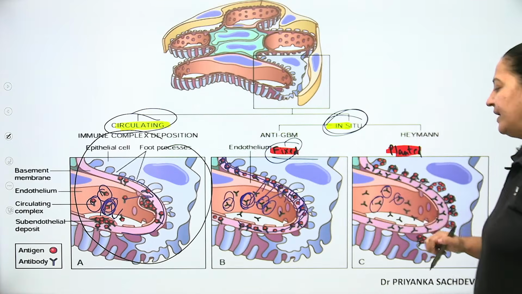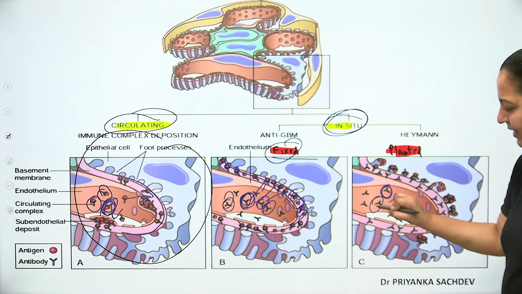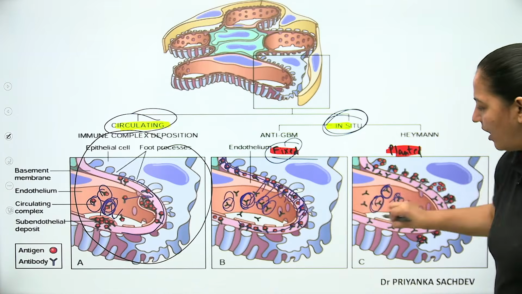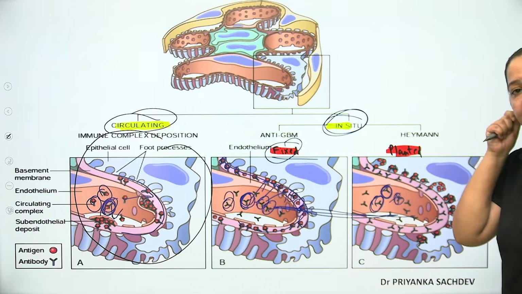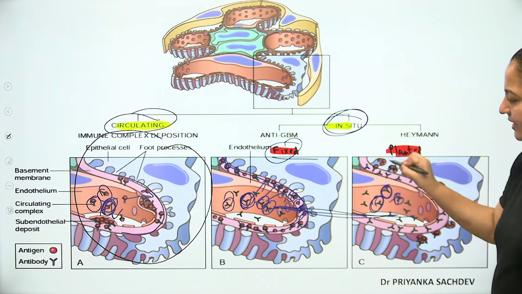See the third diagram. In the third diagram also, we have only antibodies there. Like the second, in the third also, the lumen has only antibodies. So here also, this is the antigen.